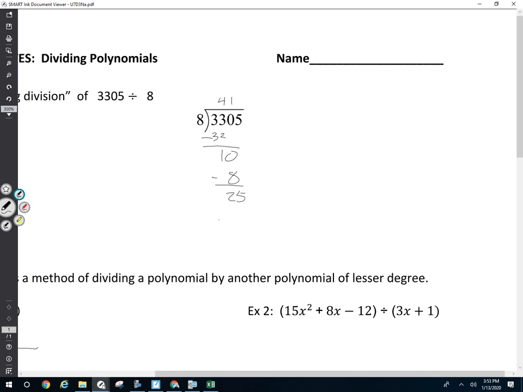Got 2 left over. Bring down the 5. How many times does 8 go into 5? 3 times. We get 24. Subtract. I end up with 1. 8 can't go into 1. This is what we call a remainder.